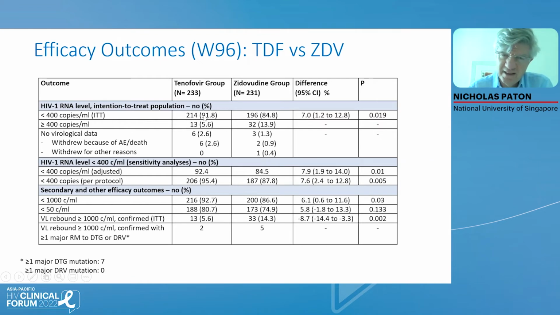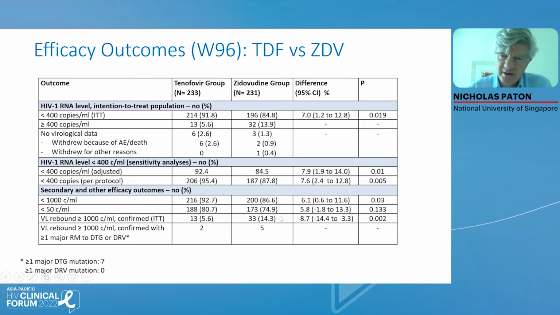So here you've got tenofovir suppression, 92% less than 400 copies after 96 weeks, 85% in the zidovudine group. So that's a difference of 7%. That doesn't cross 0, and the p-value is less than 0.05. So that's telling us that tenofovir is actually superior to zidovudine after 96 weeks of follow-up in terms of viral load suppression. And that same finding, about 6-7% difference, was seen in multiple sensitivity analyses and at the different viral load thresholds.